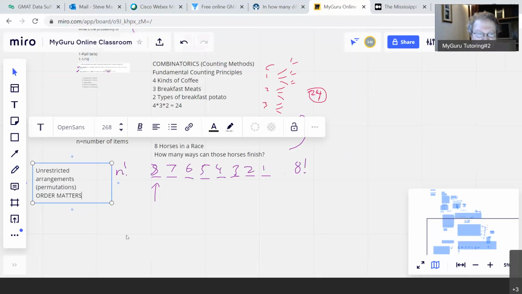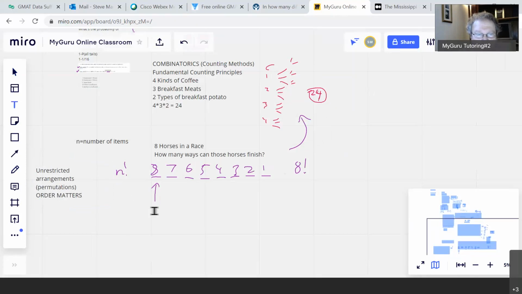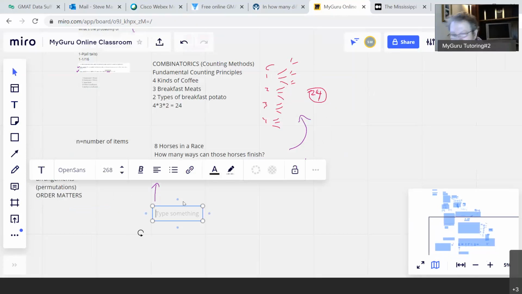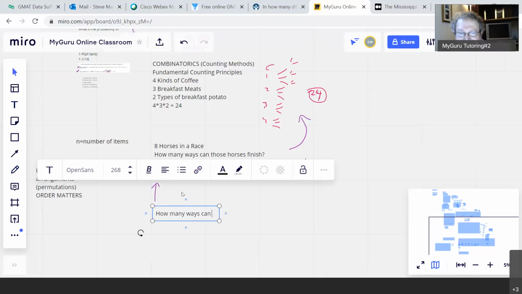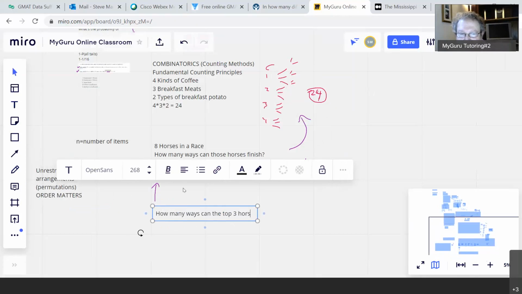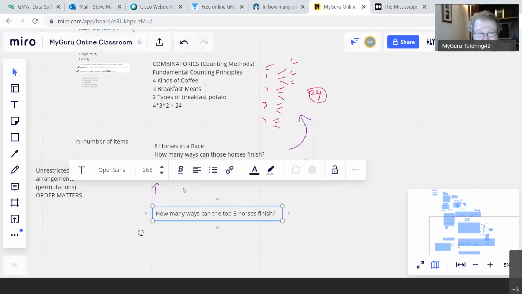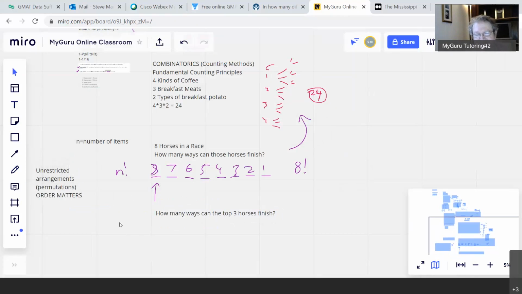The next situation is, say you had something like this. Say we wanted to do, okay, how many ways can the top 3 horses finish? That's a little bit different. Now we have a restriction, all right? How many top 3 finishing arrangements can we have? This is going to be a little bit different.